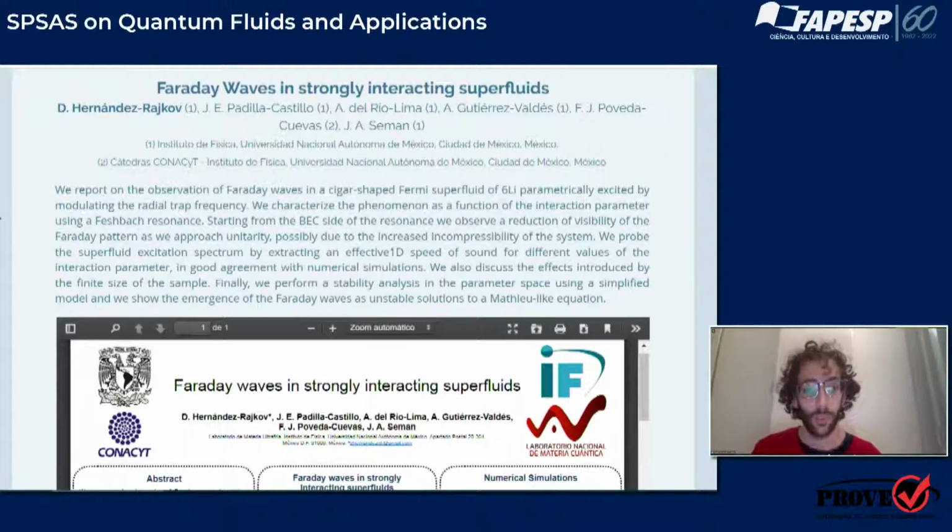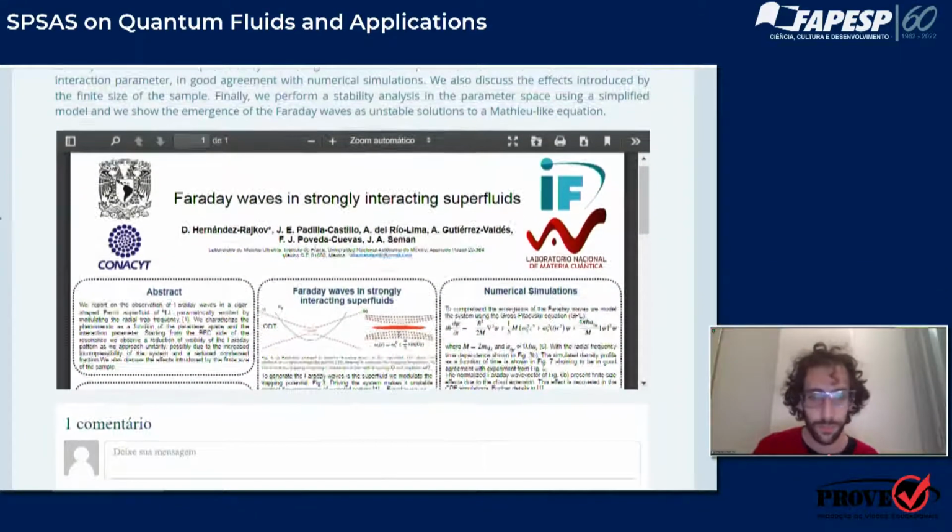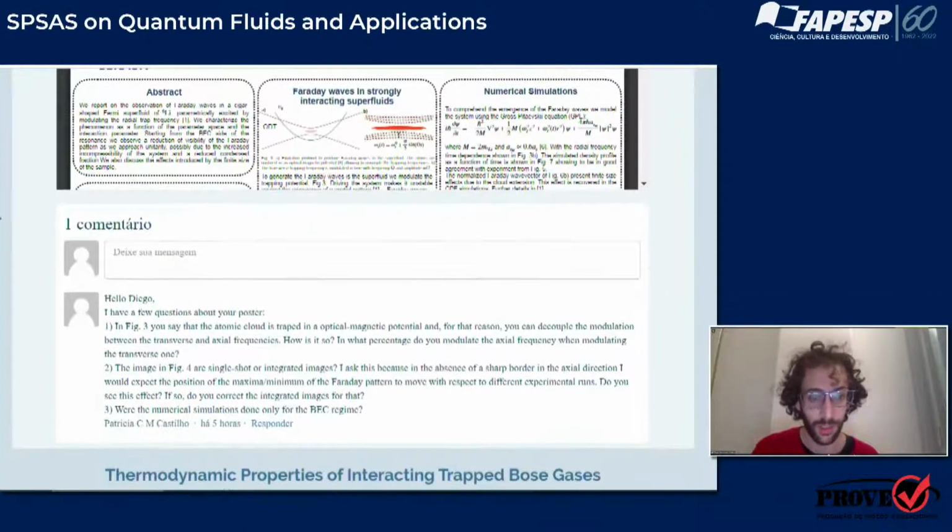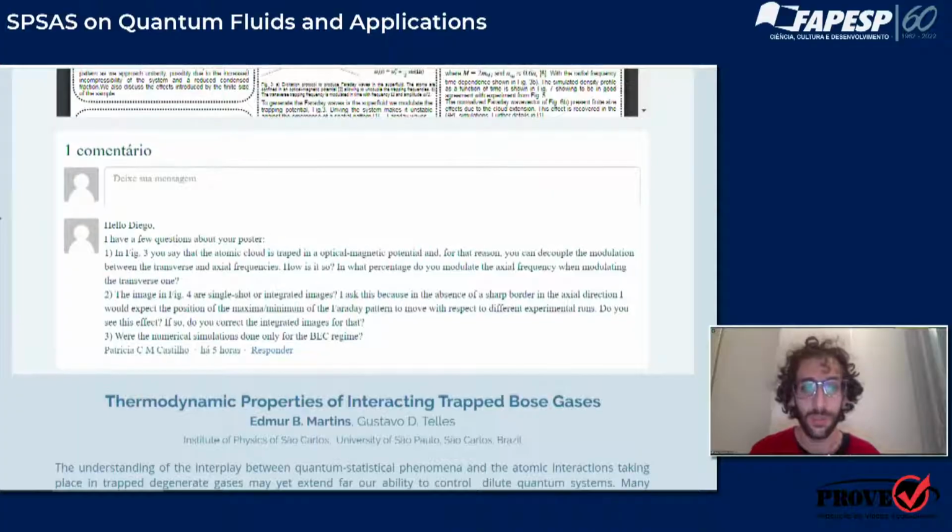I have one question from Patricia. I have three questions. The first one is, in figure 3, you say that the atomic cloud is trapped in an optical magnetic potential, and for that reason you can decouple the modulation between the transverse and axial frequency. How is it so? In what percentage do you modulate the axial frequency when modulating the transverse one?